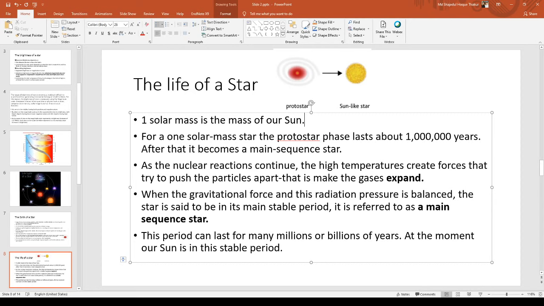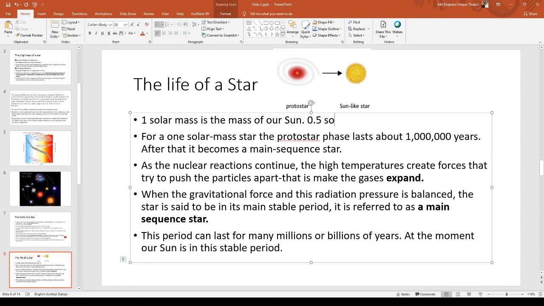If a star is two times larger, two times more massive, if a star is two times more massive than the sun, then it is a two solar mass star. If a star is half the mass of the sun, then it will be a 0.5 solar mass.